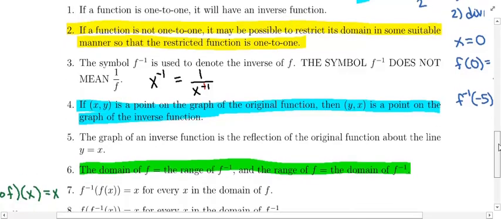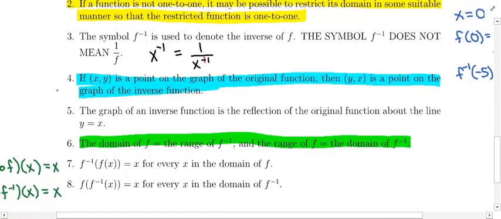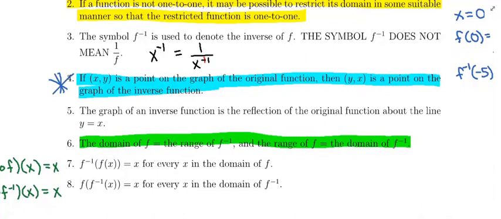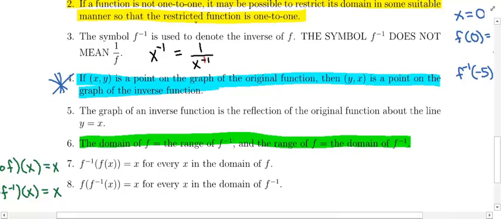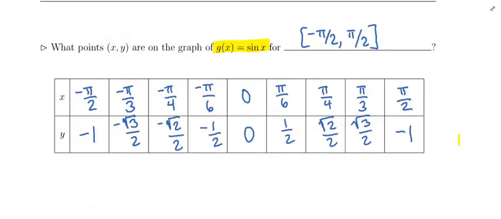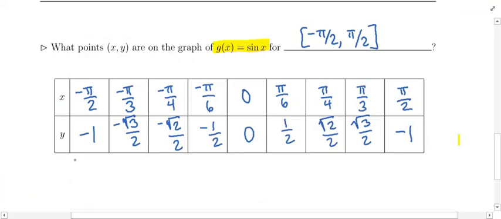What is a major property of inverses? Right here, number 4: if xy is a point on the graph of the original function, then if you switch x and y, the point yx will be a point on the graph of the inverse function. So what we're going to do is take this table and flip the xy pairs. Those will be points on the graph of sine inverse.